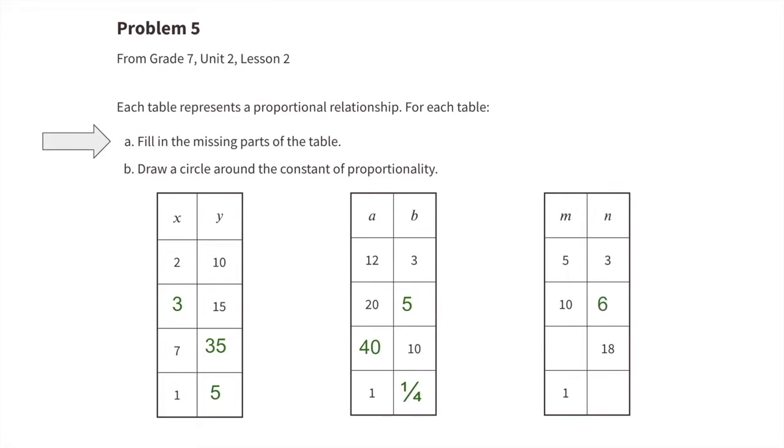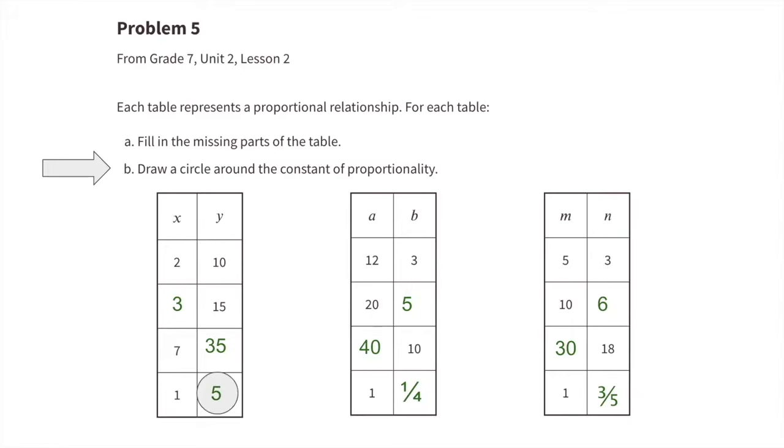On the right-hand table, 5m equals 3n. Since 10 is twice the value of 5, we need to figure out what's twice the value of 3, and twice the value of 3 is 6. 5 times 6 is 30, and 3 times 6 is 18. And 5 divided by 5 is 1, and 3 divided by 5 is 3/5. B. Draw a circle around the constant of proportionality.